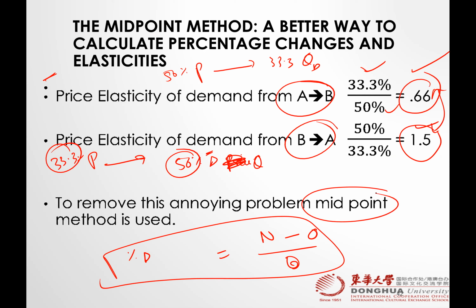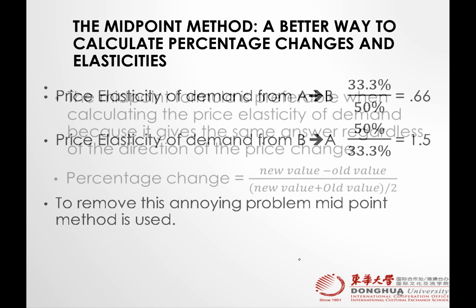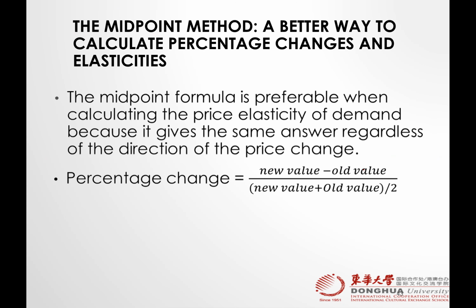So that's why we use the midpoint formula. The midpoint formula says that in order to calculate the percentage change, why not we just take a midpoint to calculate percentage change? So rather than dividing new value minus old value by old, we divide through the midpoint. So now the formula for percentage change in calculating the elasticity would be new minus old divided by the midpoint of both points, right?